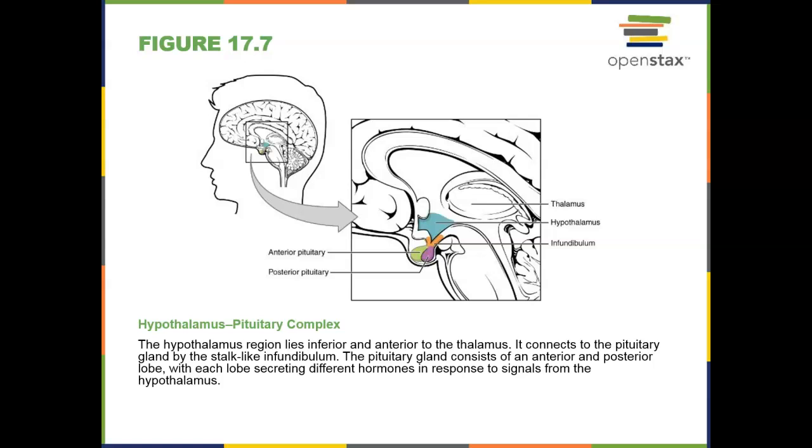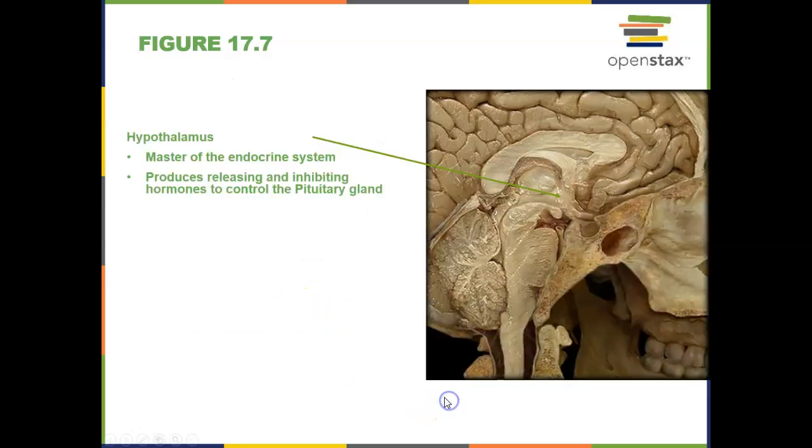So the hypothalamus sends signals to the pituitary gland, and you can see here the hypothalamus, you can see the pituitary gland here, and then it hangs on a stalk, so they're attached by this infundibulum. The hypothalamus then stimulates the pituitary gland to secrete hormones, depending on if it's anterior or posterior. Okay. And so here again, you can see that hypothalamus, which is controlling the pituitary gland.